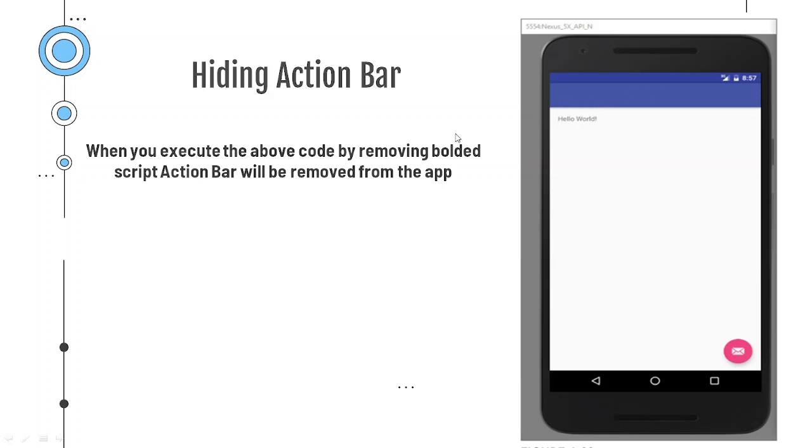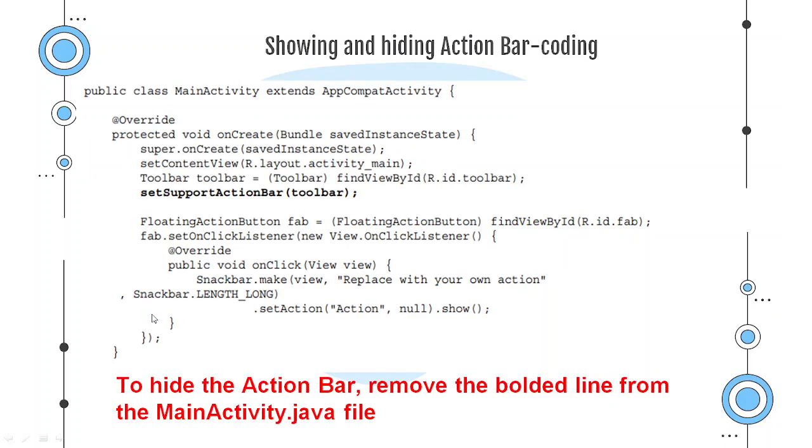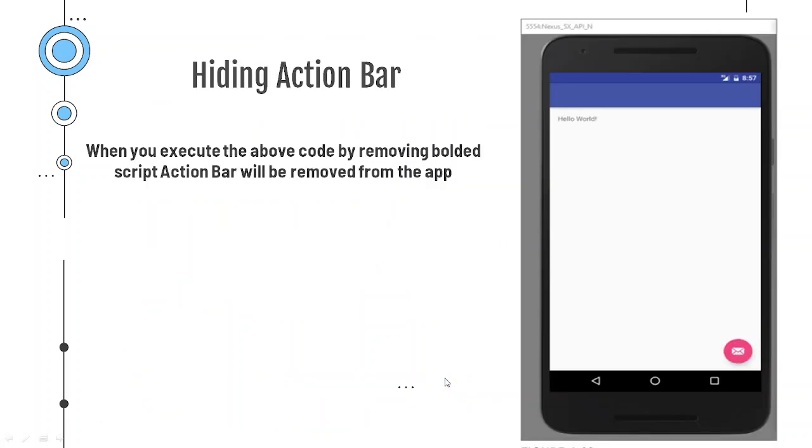So when you execute the above code by removing the bolded script, the action bar will be removed from the app. On executing the previous code which is stored in the MainActivity.java file, the app will hide the action bar from the user's view. This is the way we can hide or show the action bar from the user's point of view.